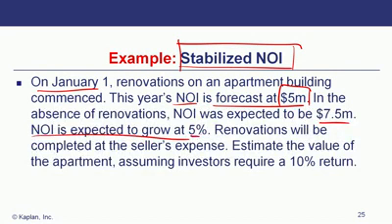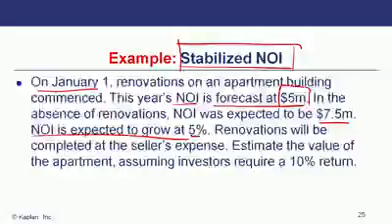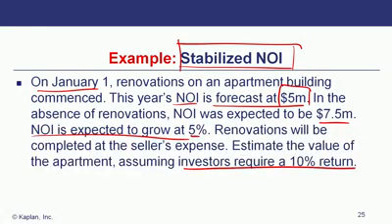Renovations are going to be completed at the seller's expense. So I'm buying the apartment complex today. The seller has agreed to finish off whatever this was, but I'm still going to be the one having the rent impairment over the short run. And we want to estimate the value of the property, assuming the investor's required return is 10%.